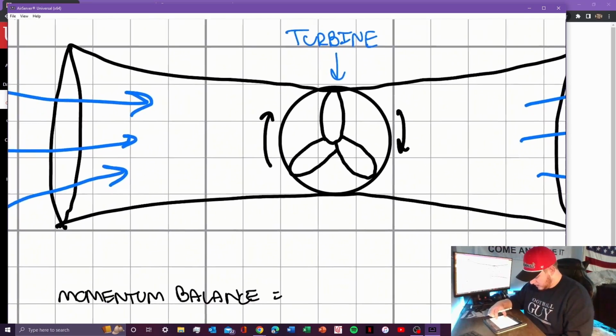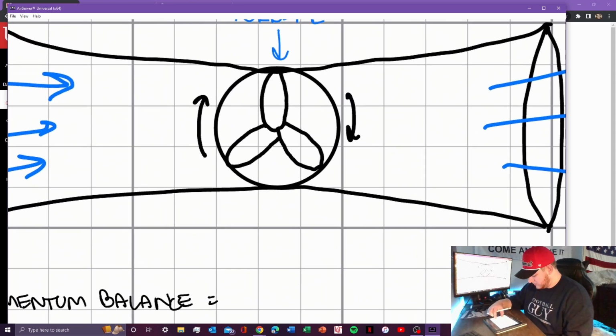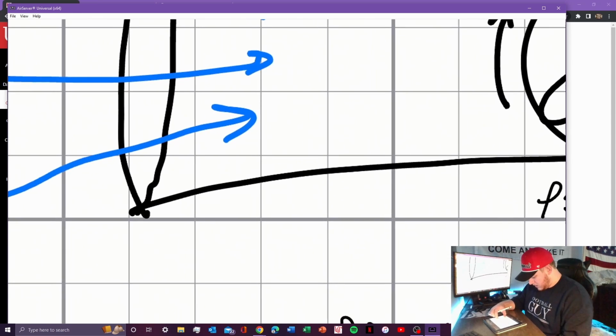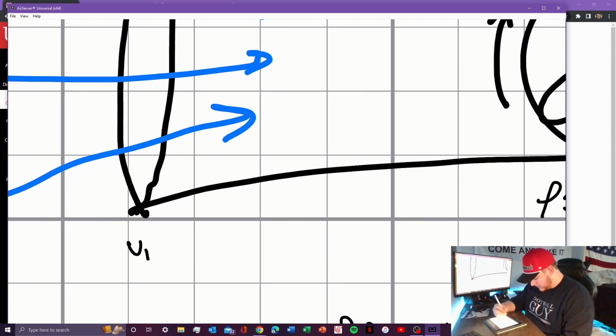So here's a picture of our turbine generating power from a flowing fluid. We have a fluid coming in, a fluid going out with a turbine in the middle. So rho times the area of the turbine times the velocity of the fluid is going to be equal to the mass flow rate inside the turbine. We also have a velocity coming in times the area of the pipe times rho, which is also equal to the mass flow rate going in.